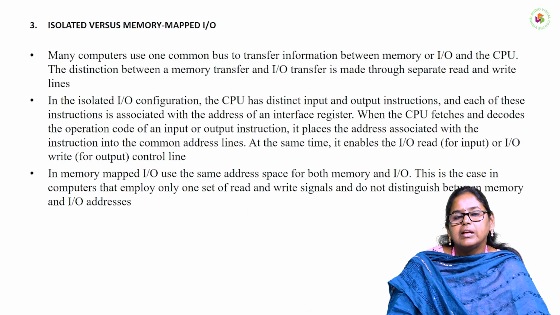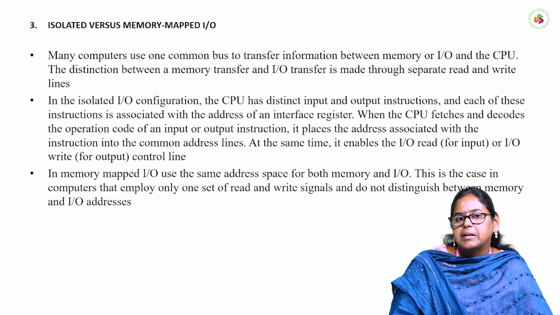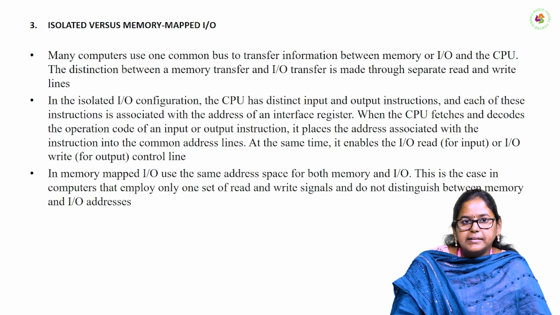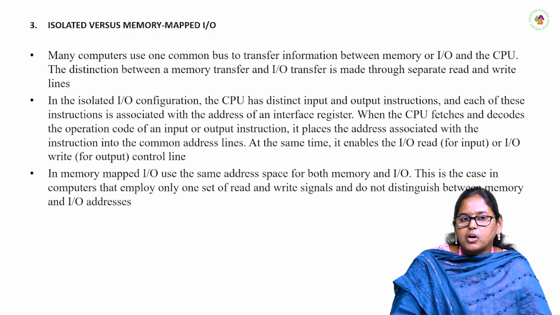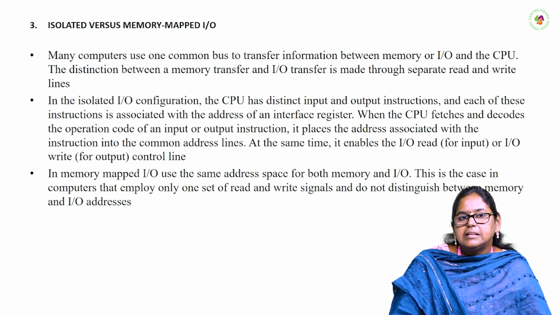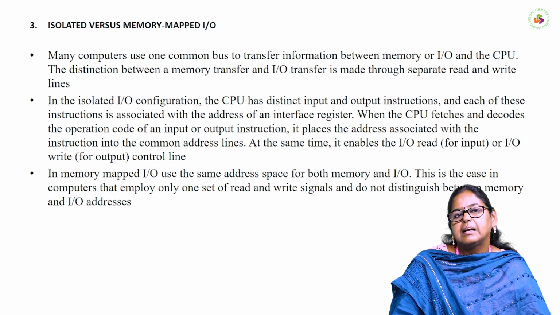Let us go with the third topic, isolated versus memory mapped IO. In this, we are going to be discussing what is meant by isolated and memory mapped IO. We already know that the processor or the CPU is going to be communicating with the memory and the IO. If it wants to communicate with the memory, it uses the memory bus. If it wants to communicate with the IO, it uses the IO bus. Then here, for communicating with the memory, it needs to send separate control signals. In the same way, if the processor wants to communicate with the IO, it needs to send separate read-write signals.